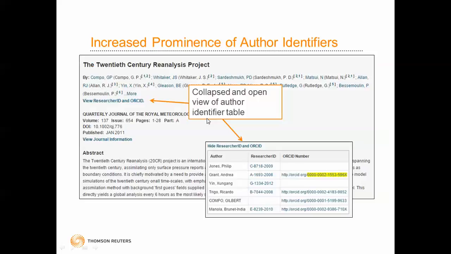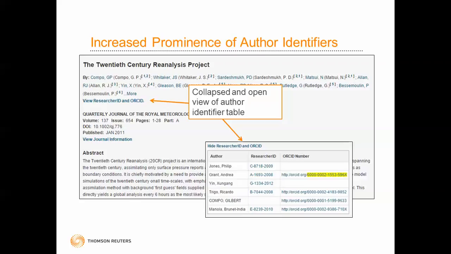So the author identifier, presently the author identifier field is displayed below the address. It's a little bit hidden down there. So what we're doing is we're bringing it up to display just below the author field, hoping that more people, when they're looking at authors' names, will see this thing that says View Researcher ID and ORCID, and it will alert them that that is available to them.